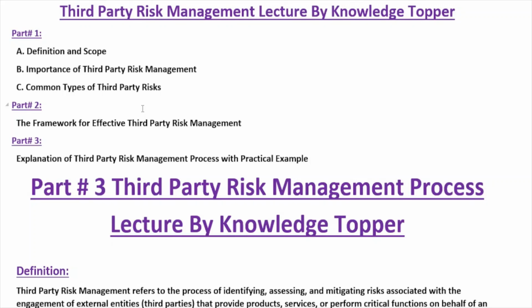This is our third part in which we will cover the third-party risk management process with the help of a practical example, okay? In our first part, we have already covered the definition, scope, importance and types of third-party risk management with the help of a practical example. And in the second part, we have already covered the third-party risk management framework. So if you haven't watched those videos, I suggest you please watch them first in order to have more clarity in understanding the process of third-party risk management, okay?